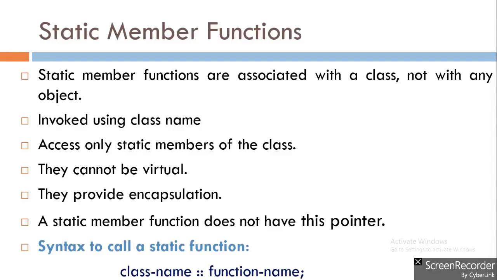Now let's see static member functions. Static member functions are associated with a class. They are not associated with any object. That means we can say static members are class level members. They can be invoked using a class name. Yes, if we are using normal member functions, then we have to use an object, but here we are talking about static member functions. Then they can be called using a class name, as they are class level members.